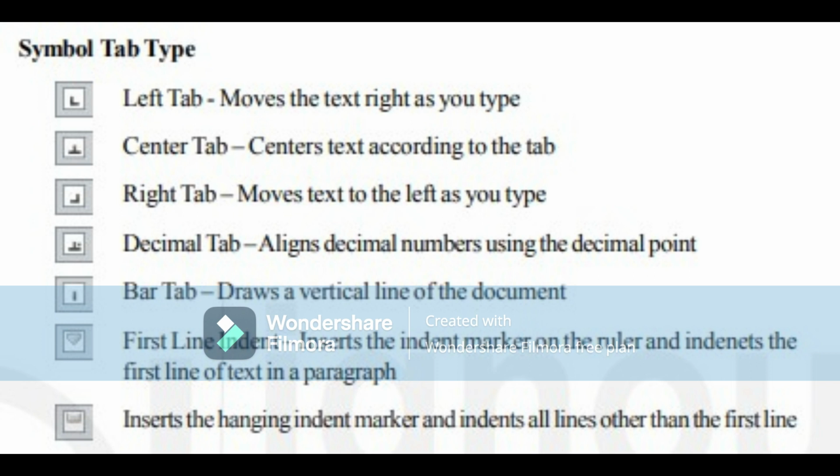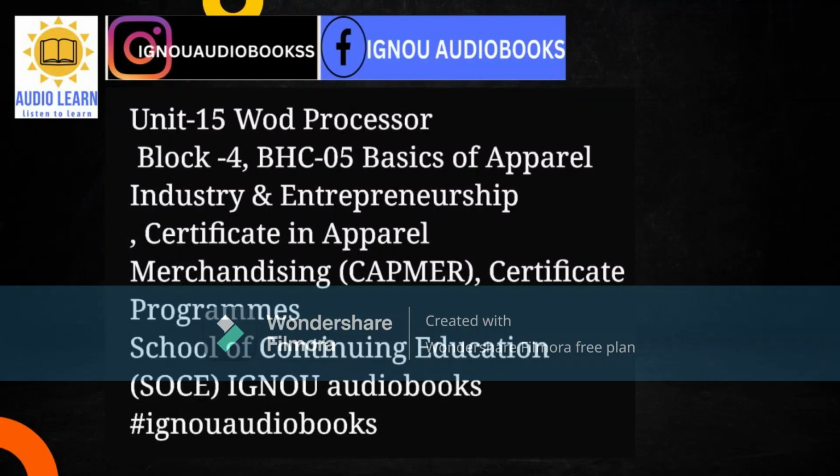First line indent inserts the indent marker on the ruler and indents the first line of text in a paragraph. Hanging indent inserts the hanging indent marker and indents all lines other than the first line.